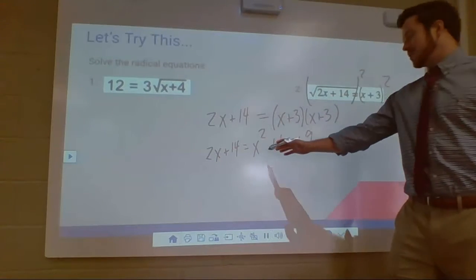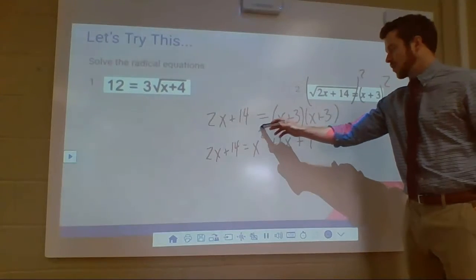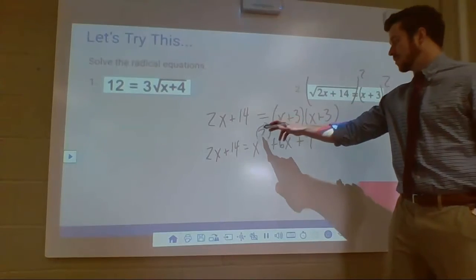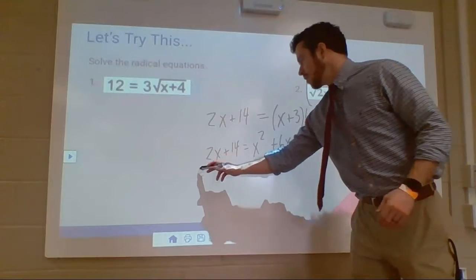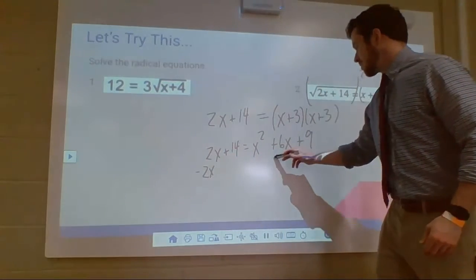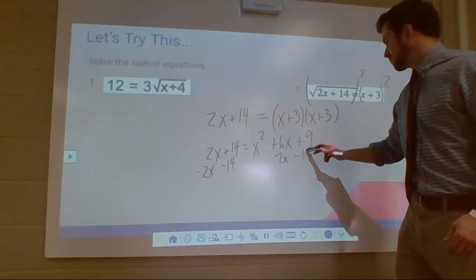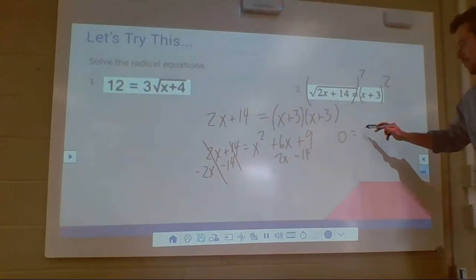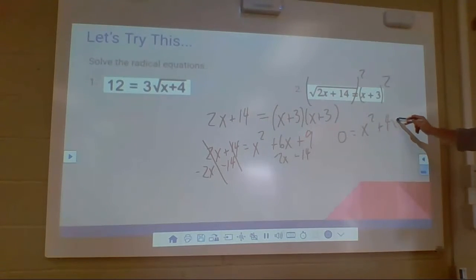Now, this is a quadratic. I want to put it in standard form. Okay, I recognize that it's a quadratic equation because the highest degree is 2. The highest exponent is 2. So this is how I'm going to solve it. Remember, we want to put it in standard form. I'm going to subtract 2x on both sides. And I'm also going to subtract 14 on both sides. So those cancel, we'll get 0 equals x squared, then 6x minus 2x, that's 4x. 9 minus 14, that's negative 5.